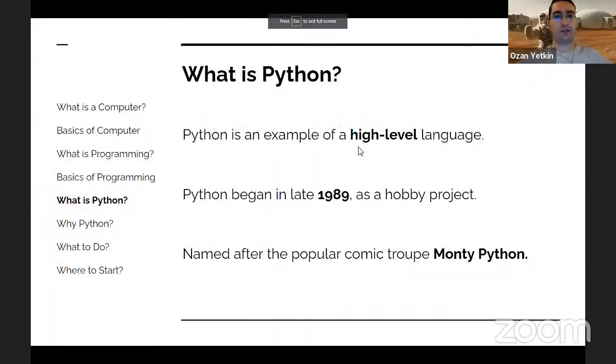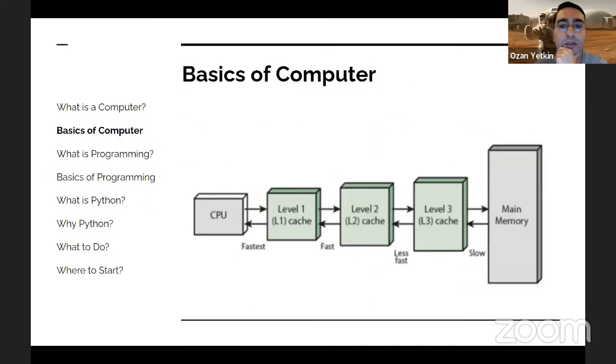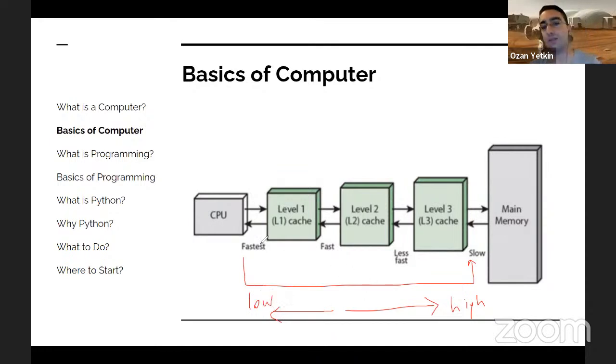Firstly, let's go a bit further about Python. Python is a very popular language, and it is a high-level language. If you remember, I mentioned what high level and low level mean yesterday. When you are closer to the main memory, the language becomes a high-level language, and if you move towards the CPU or the computing unit, it becomes low level.